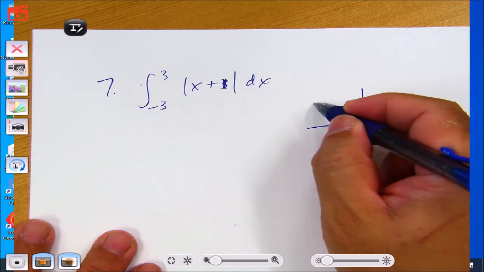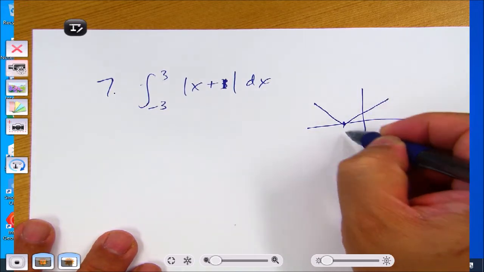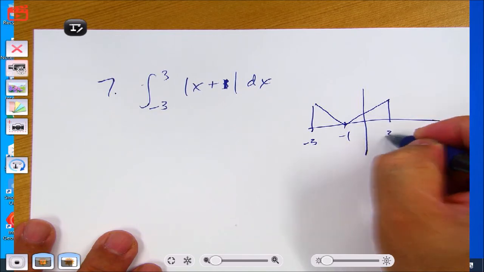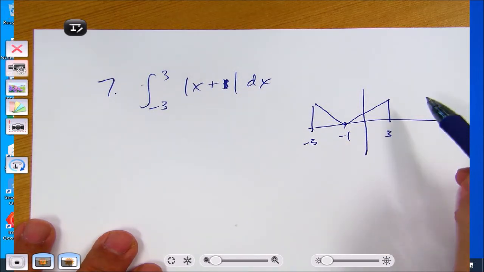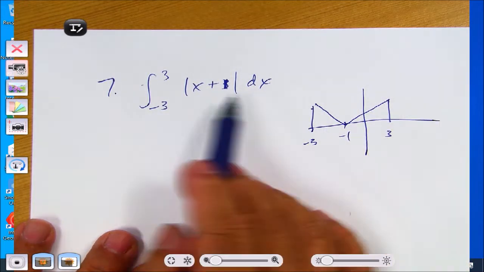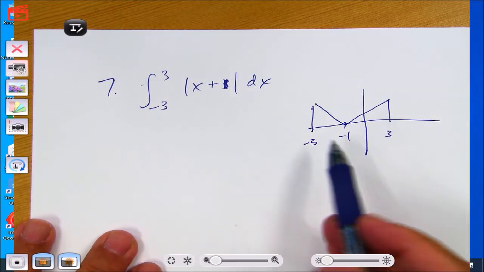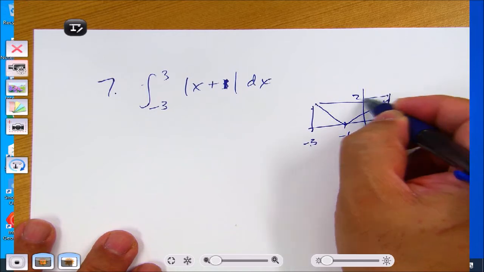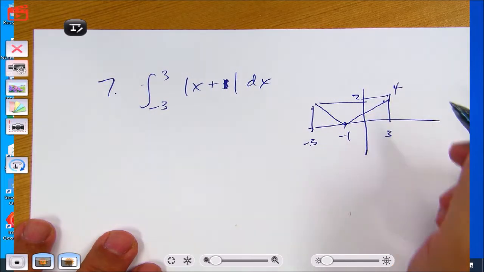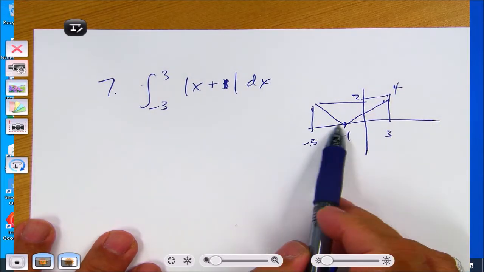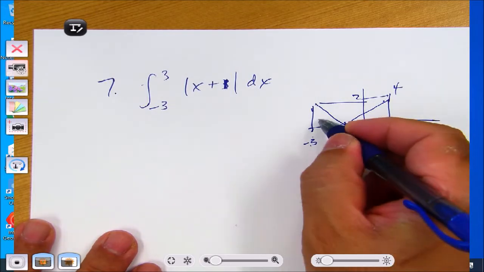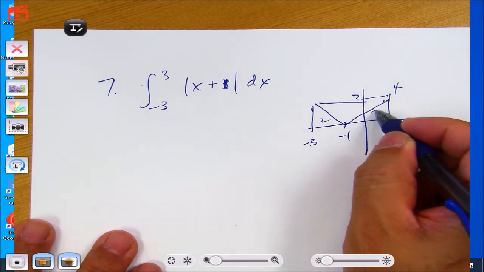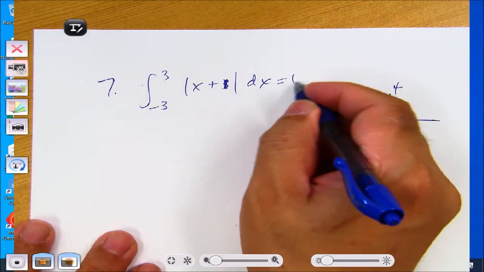So the graph of the absolute value of x plus 1 looks like this, where it hits at -1. This is -3. This is +3. So how do I know how tall it is? It's the graph of absolute x plus 1. Plug in -3, so the height is 2 here and 4 over here. So this is 2 by 2, so that's 2. This is 4 by 4, so what's that, 8? Alright, so then that's equal to 10.